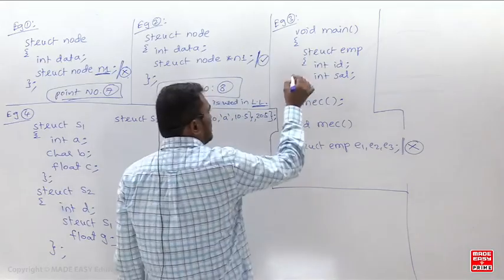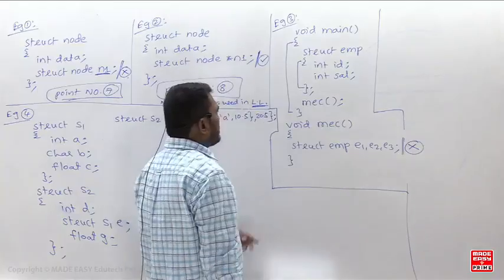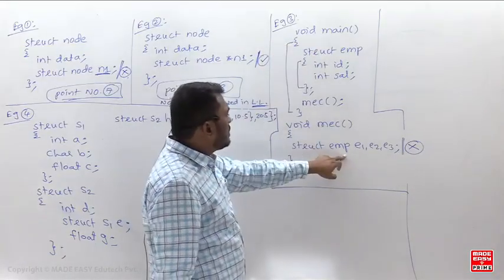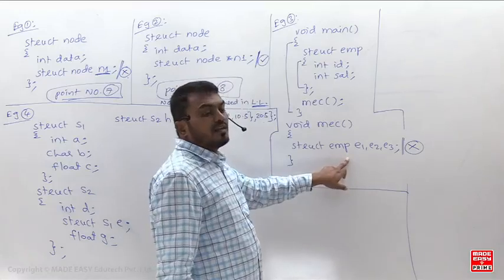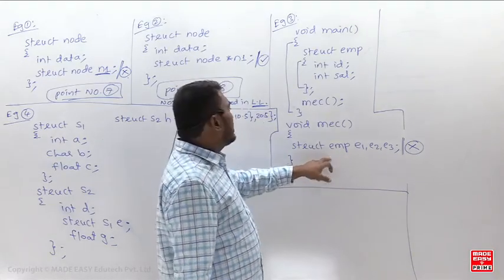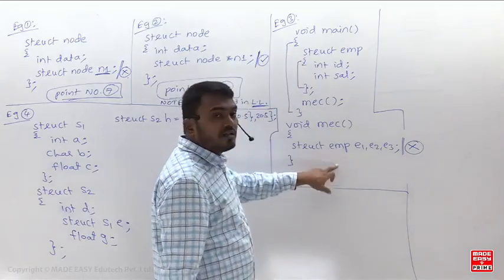Listen here. This is your structure closing, and this is the main closing. Understand here: the structure is created inside the main, and you are creating the structure variable outside the main. Is that clear? You are creating the structure inside the main, and the structure variable outside the main.